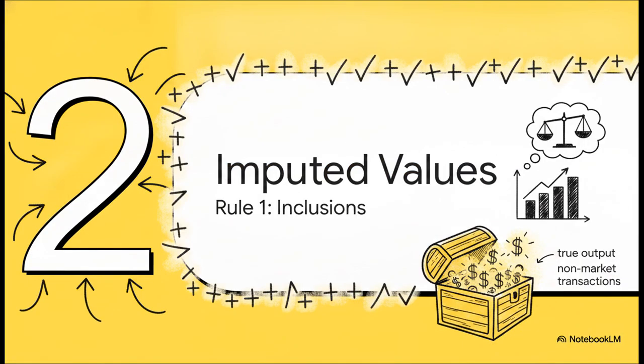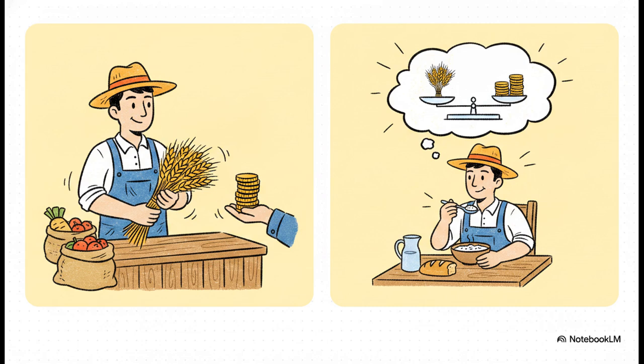Rule 1, assigning imputed values. This is actually our single mandatory inclusion. While we spend most of our time keeping things out of the national income, there are certain non-market transactions that we absolutely must include to reflect true output. Notice the stark contrast here between obvious market transactions on the one hand and self-consumption on the other.